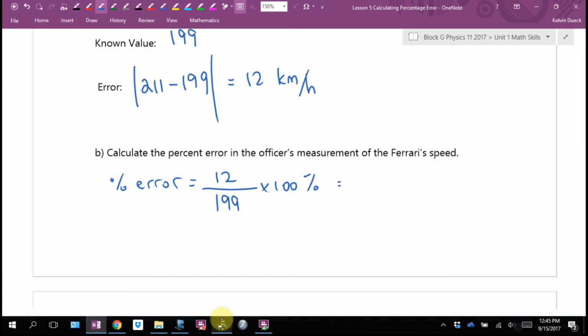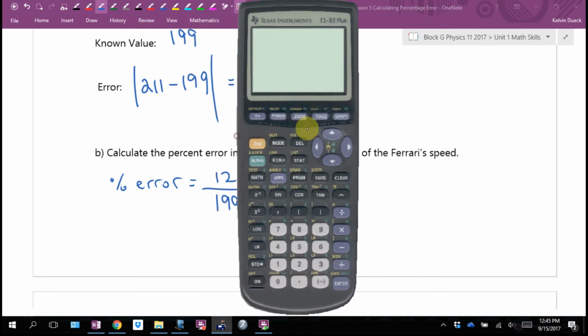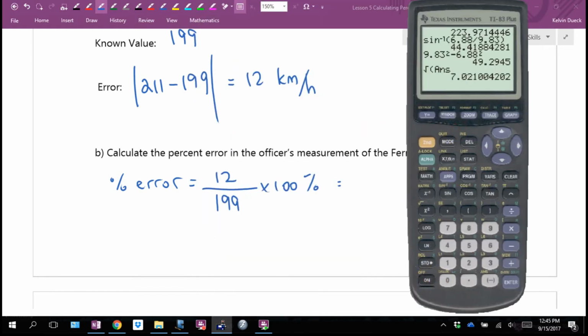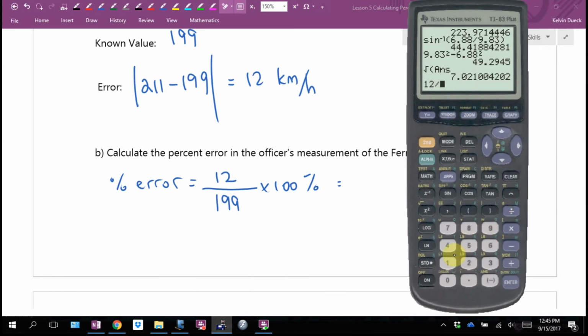What do you get? Oh, and let's go for percentages maybe to 1 decimal place. Oh, well, really, how many sig figs? 2. How many sig figs? 30. Are we multiplying and dividing? I should go to 2 sig figs. Let's go to 2 sig figs. Get 6.0.